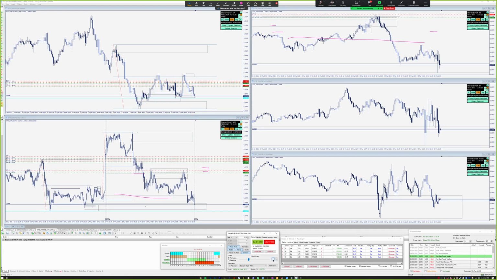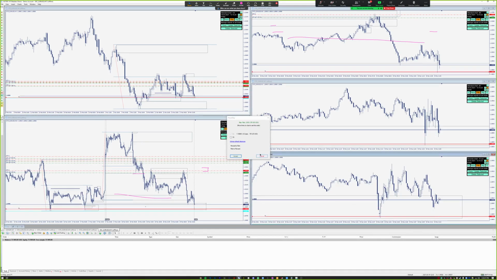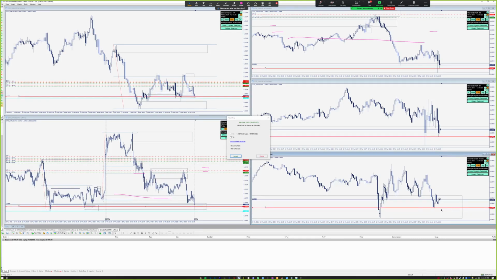Buy? Yeah, buy it. All right. Yeah, buy it. Like this? Yeah, buy that. Yeah, 100%. Look at it. It's perfect price action. I would. Hold on, wait.